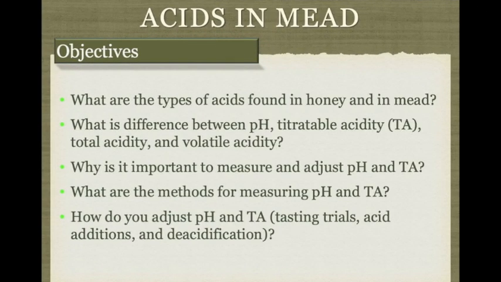In today's presentation, we will discuss the types of acids which are found in honey and in mead. We'll review the difference between pH, titratable acidity, total acidity, and volatile acidity. I'll discuss why it is important to measure and adjust pH and TA, and I'll also review the methods of measuring pH and titratable acidity. Finally, I'll talk about how to adjust pH and titratable acidity, including tasting trials, acid additions, and deacidification.